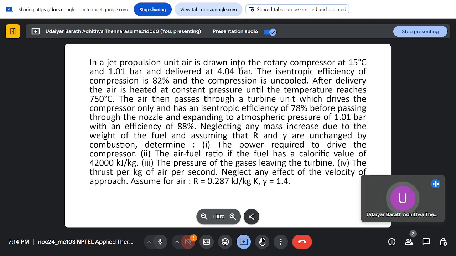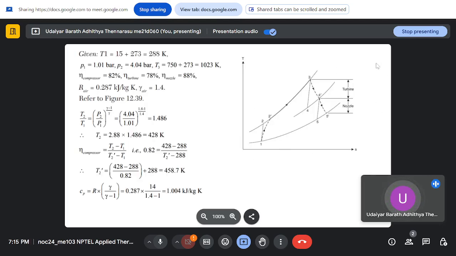So, same jet propulsion, we have a rotary compressor, inlet pressure and outlet pressure are given, temperature is given. The isentropic efficiency of the compression is given. After delivery, here the inlet temperature to the turbine is given, the efficiency of the turbine is given, and also the nozzle efficiency is given. So this is how the process looks. 1 to 2 dash is the actual compression, 3 to 4 dash is the actual turbine expansion, and 4 dash to 5 dash is the nozzle expansion.